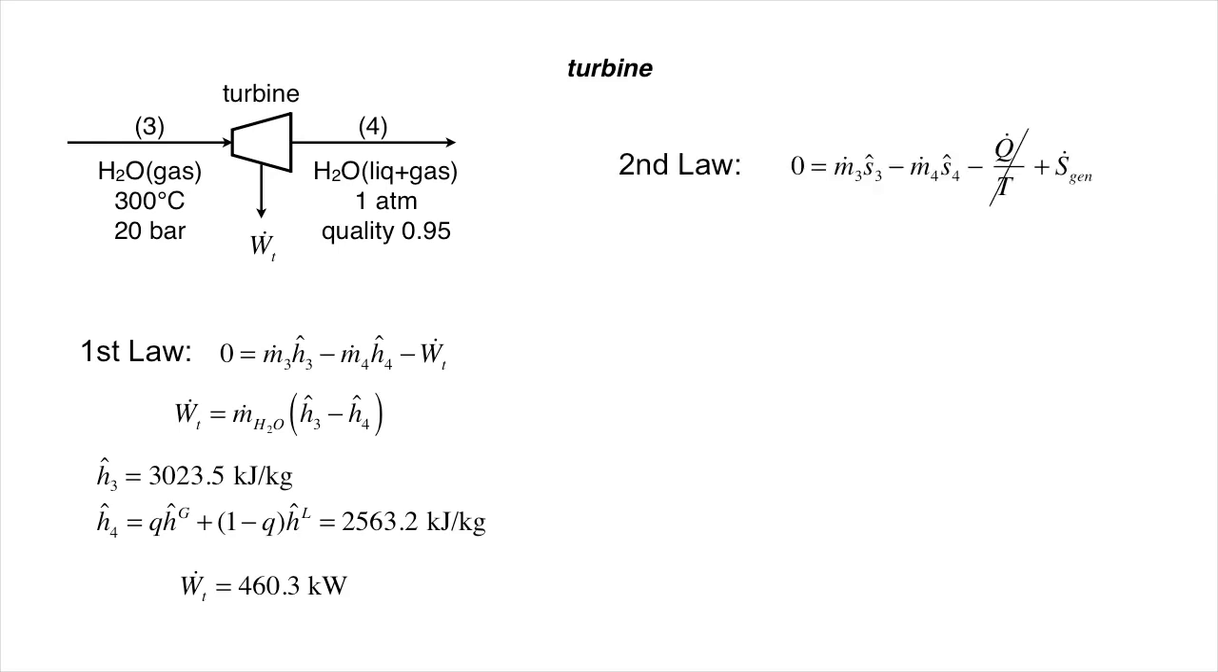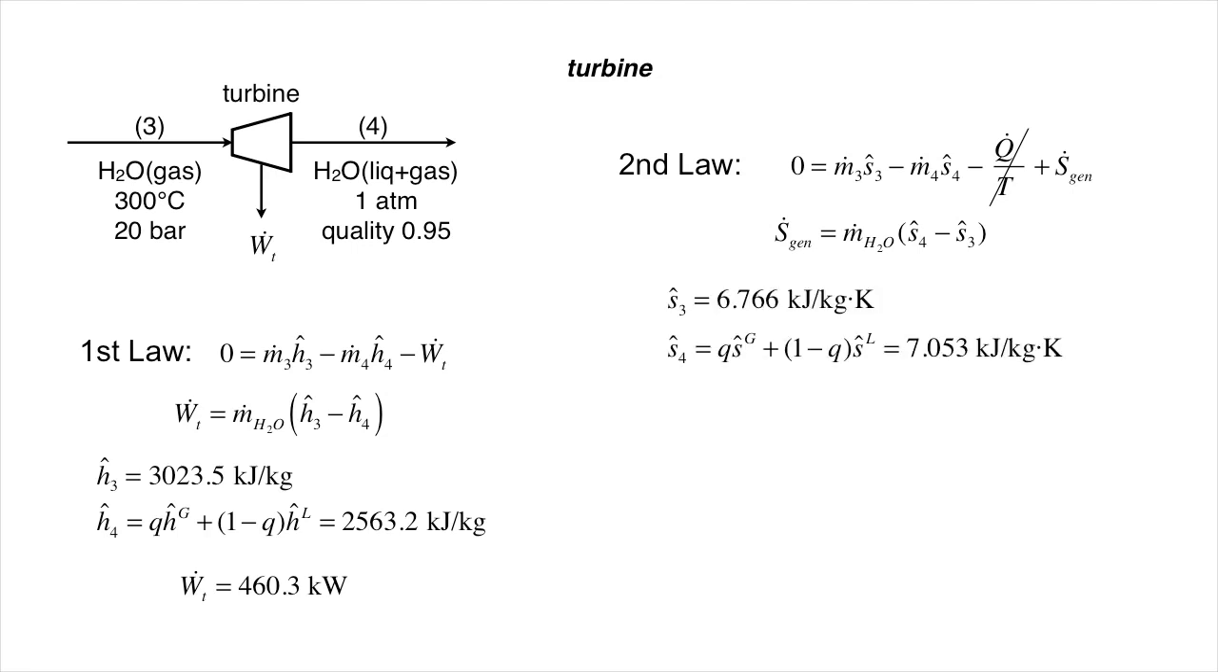Examining the second law, the formulation is similar to what we had with the pump. In this case, S gen dot is proportional to the mass flow rate times S4 minus S3. Looking up entropy values in the steam tables and taking another quality weighted average for stream 4, we get the values shown here. The difference corresponds to a net entropy generation rate of 0.287 kilojoules per Kelvin per second. Multiplying by the environmental temperature T0 of 293 Kelvin, we obtain 84 kilowatts of lost work. So it appears our turbine engine is not 100% efficient.